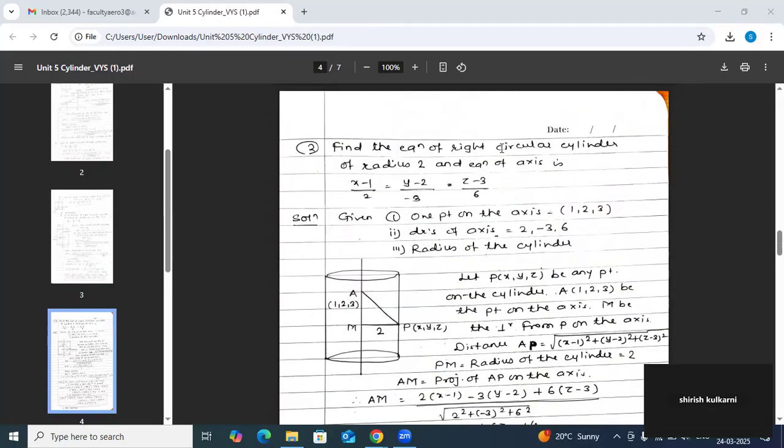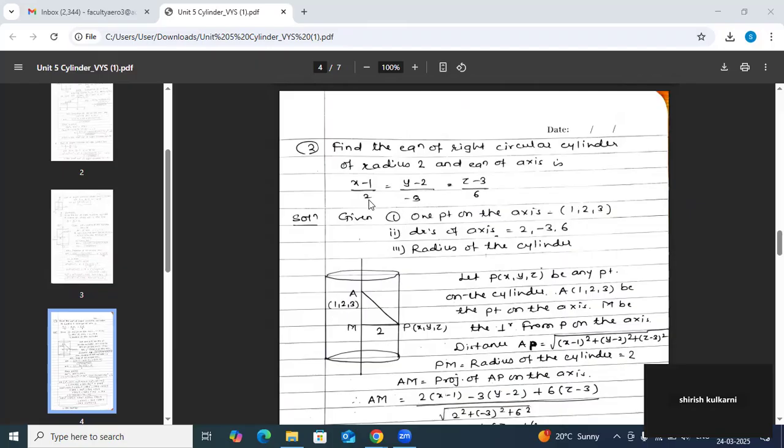Find the equation of the right circular cylinder of radius 2 and the equation of the axis is given. Here the radius is given and the equation of the axis is given. First, there are a total of 3 pieces of information. First write down the point on the axis, x minus x1, y minus y1 and z minus z1, meaning 1, 2, 3 is a point passing on the axis. Write down the first point, one point on the axis, 1, 2, 3.